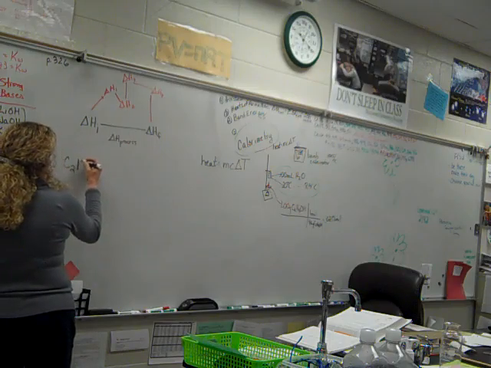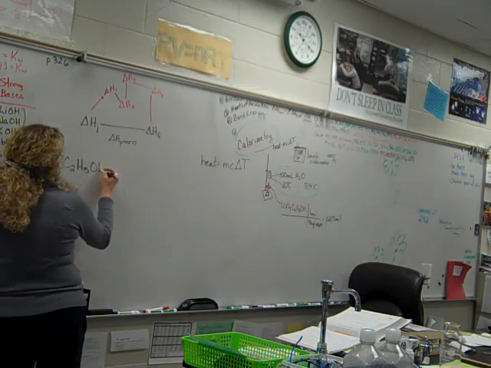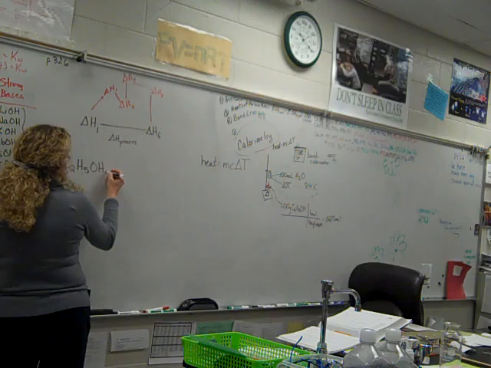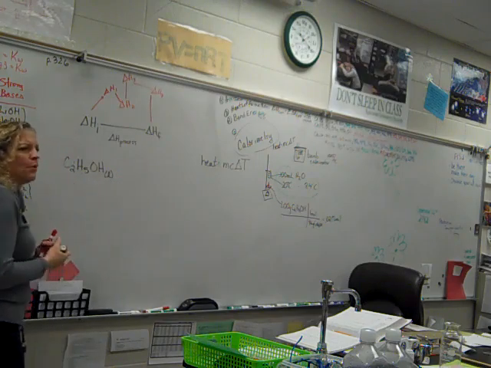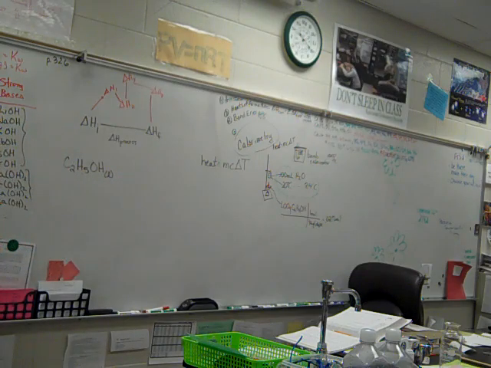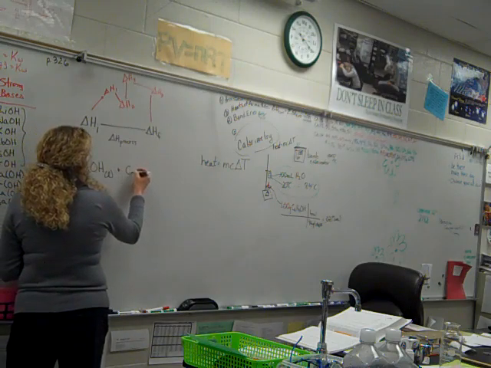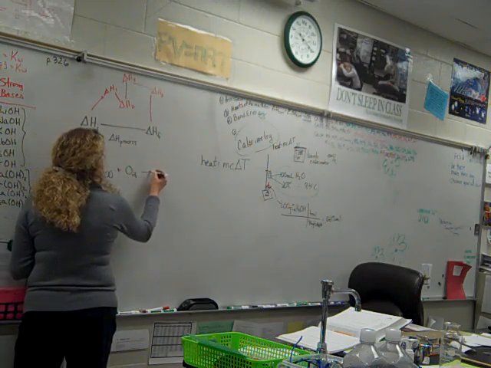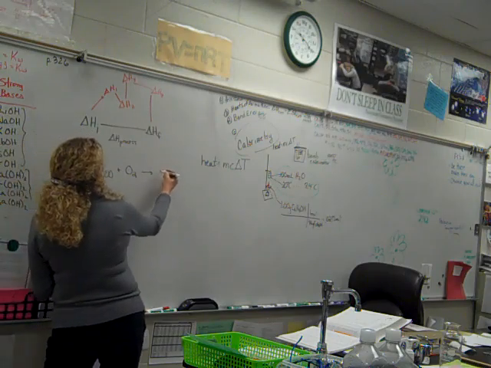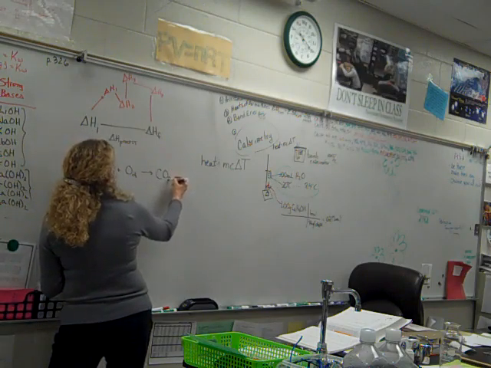C2H5OH, and we're actually going to choose the liquid form. Now, when we combust something, what do we add? Oxygen. Because that forms CO2, right? And then one of the products is CO2. What's the other product? Water.